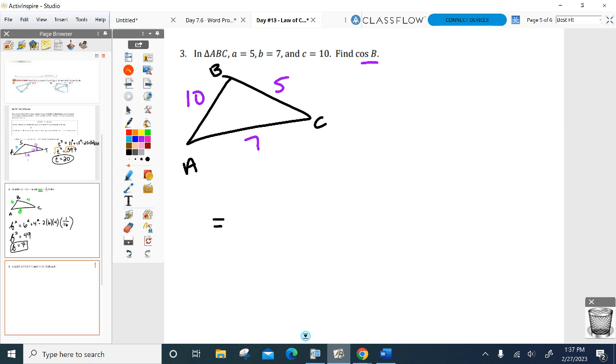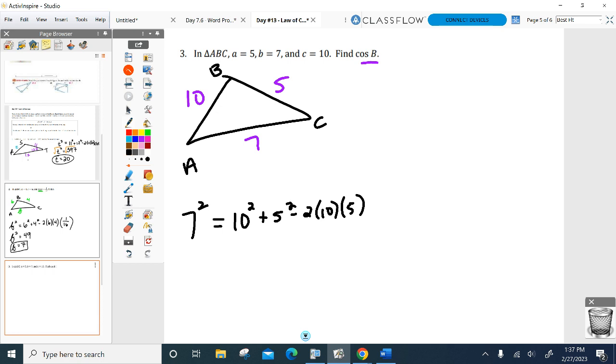B. What's across from B, Dan? 7. That's what I'm starting out with. You're going to ask me to find the cosine of B. I'm going to start out with the side across. 7 squared. And then you ready? Let's get rolling. Other two sides. 10 squared plus 5 squared minus 2 times 10 times 5.